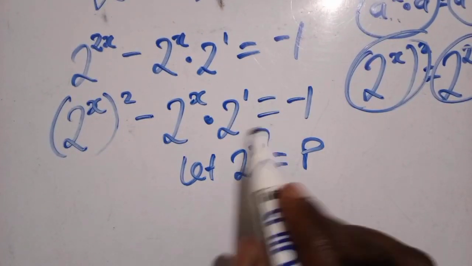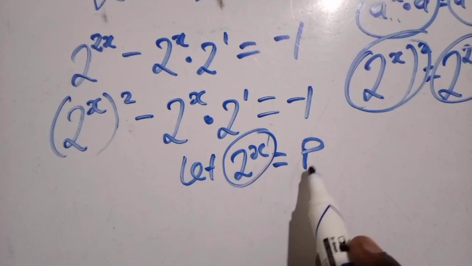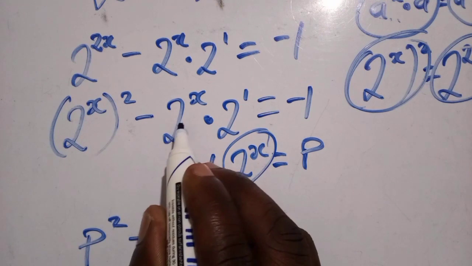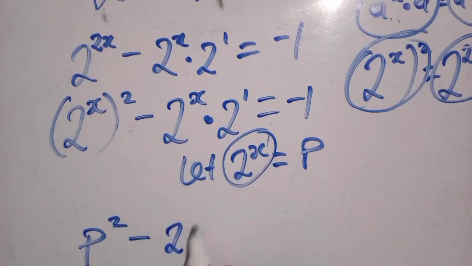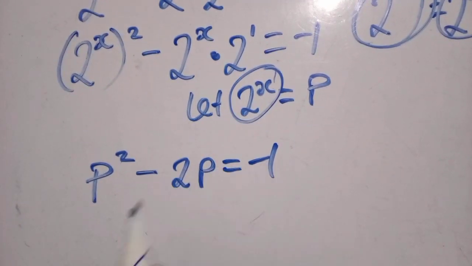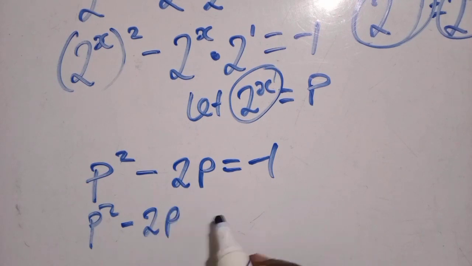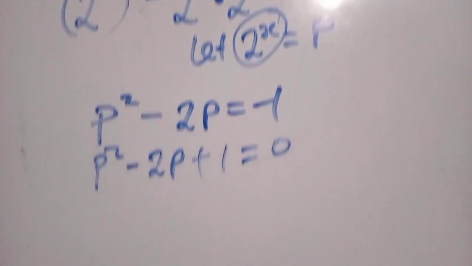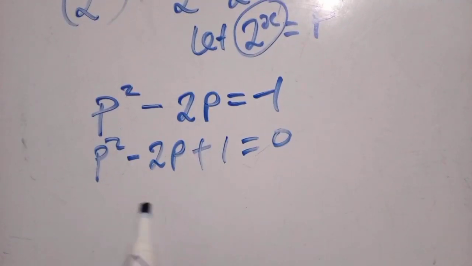So now let's substitute where there is 2 power x with p. Here we're going to substitute it with p squared minus p times 2, which is 2p, equals minus 1. Then p squared minus 2p, when negative 1 goes across the equal sign, it will be positive 1, which is equals to 0. So here we have to look for product and sum.